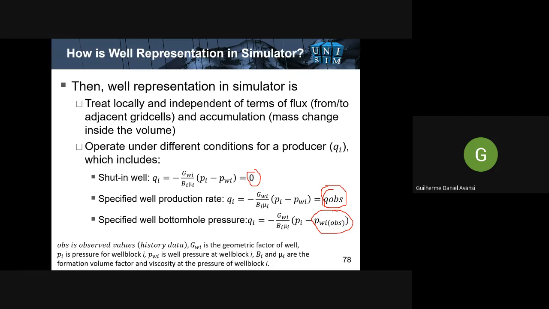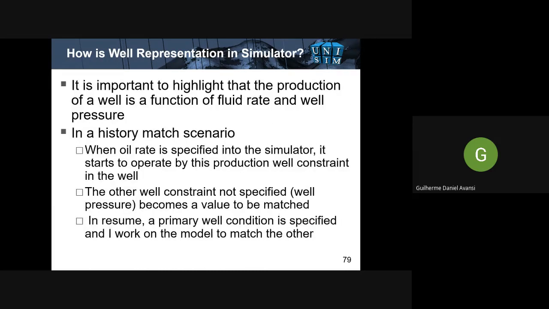When this information is given to the simulator, because we have historical data here, this is the observed information. And when we don't have this observed information in terms of production rate, we have this information in terms of bottom hole pressure. So just use this term here as observed. So this is the well representation in a simulator.